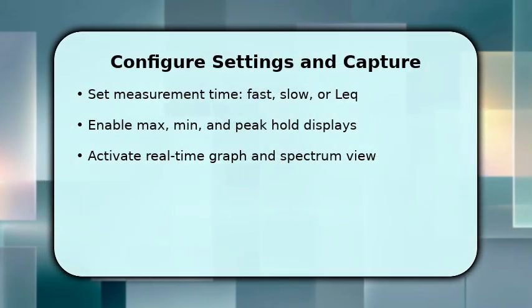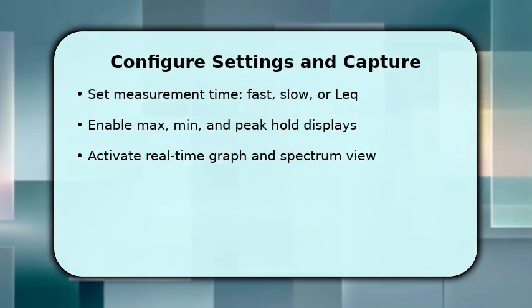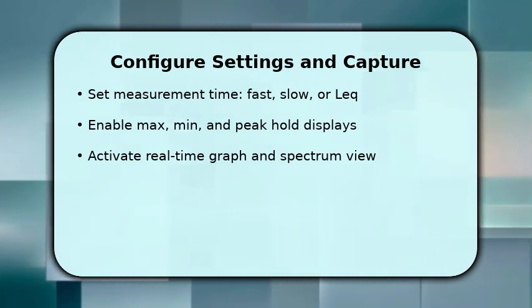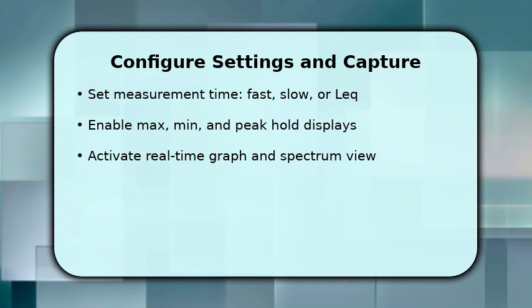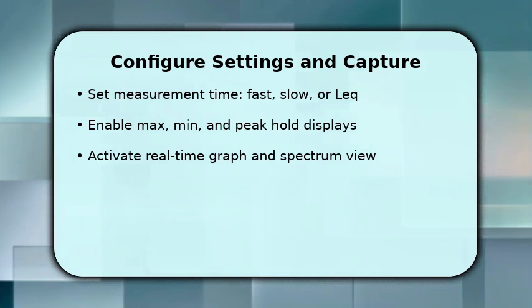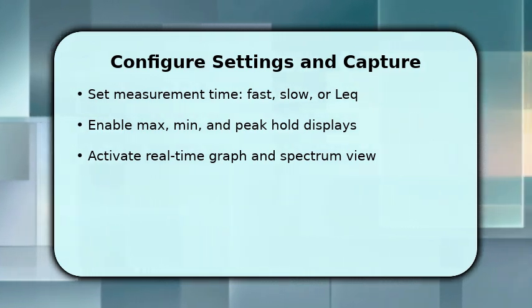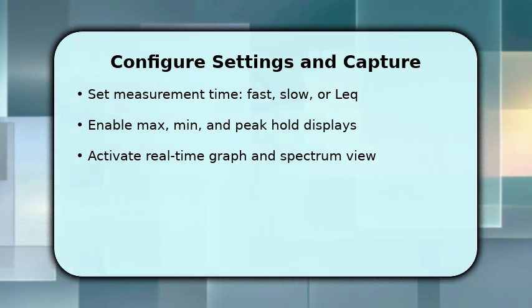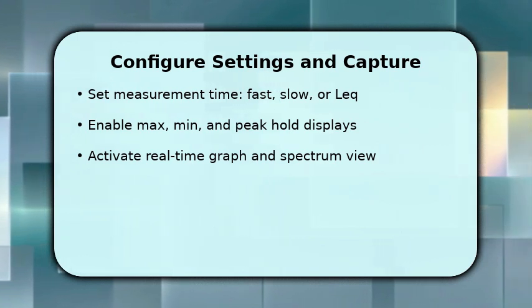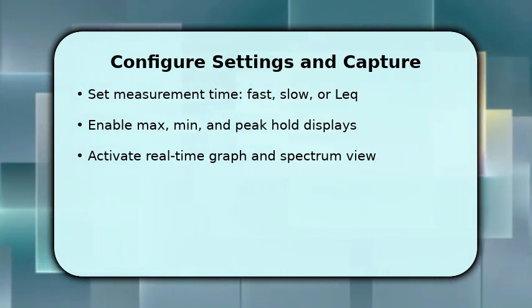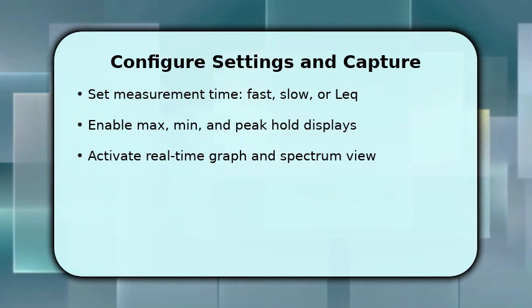You'll now configure measurement parameters to capture meaningful data. Set the response time to fast for transient sounds or slow for smoother readings, and use select to log average exposure. Once configured, enable max, min, and peak hold so you can see extremes while recording. Make sure to turn on the real-time graph and spectrum view to visualize frequencies. This helps identify tonal sources.